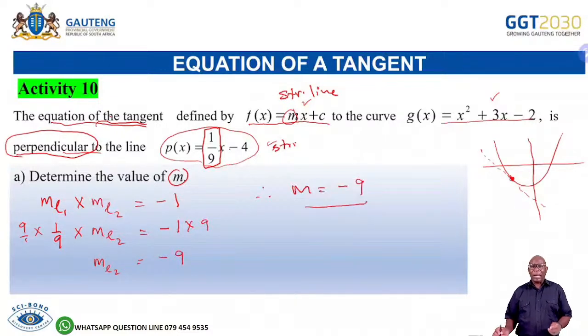So if they said the lines were parallel, then the gradient of line 1 would be the same as the gradient of line 2. In this case, they're saying they are perpendicular. Know this. It's very, very important that we understand that part.